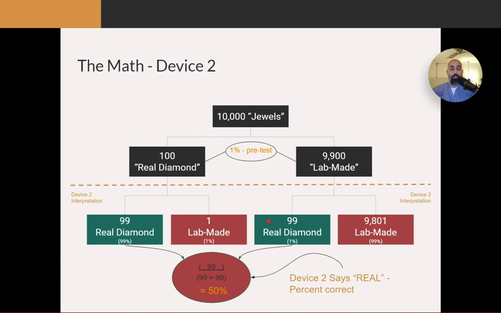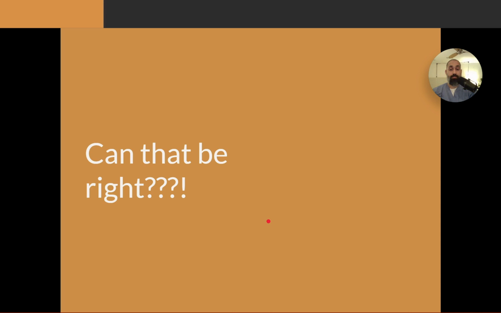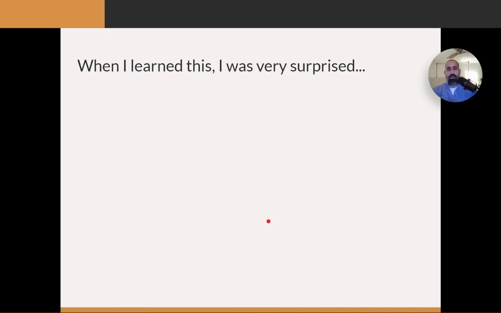So when we just pulled the diamond at random, there was only a 1% probability that it was real. When we pulled it at random and device number 2 says that it thinks it's real, now our probability is 50%. But can that be right? I thought the device was 99% accurate. How come it's only right 50% of the time? I was very surprised when I learned this and very confused.